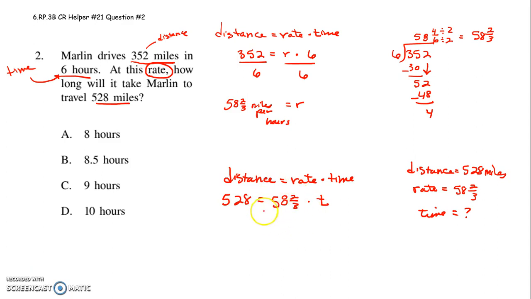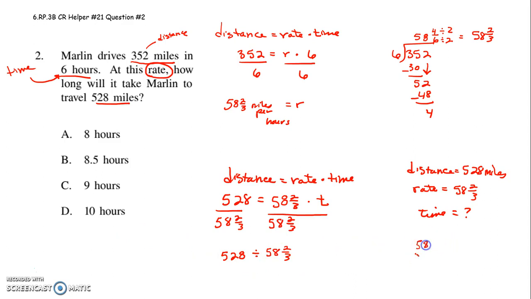Whew. So what I'm going to have to do to find the time is divide 528 by 58 and 2/3. So I have to do 528 divided by 58 and 2/3. So first I have to write 58 and 2/3 as an improper fraction. I'm going to tell you, here's a little scrap.